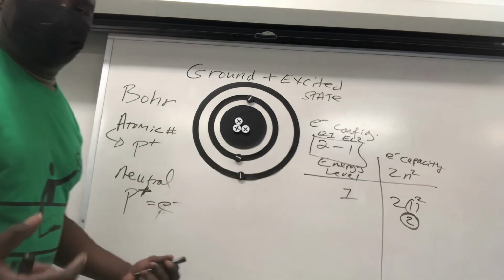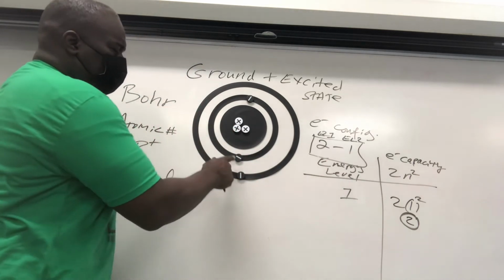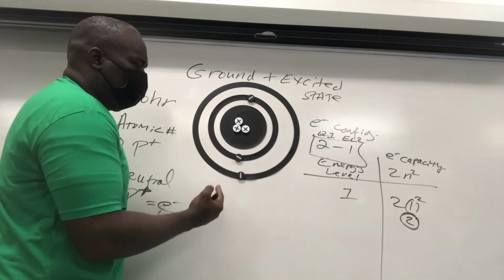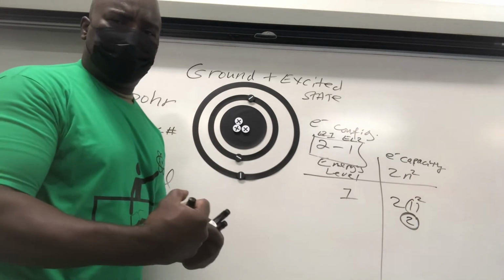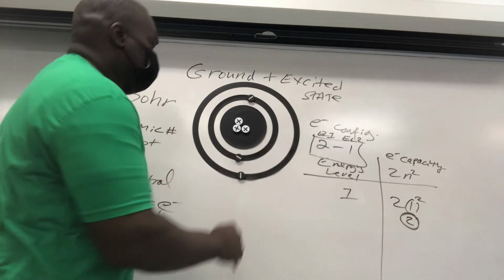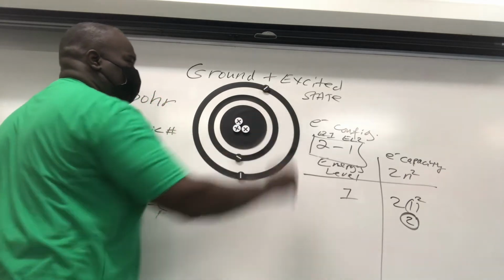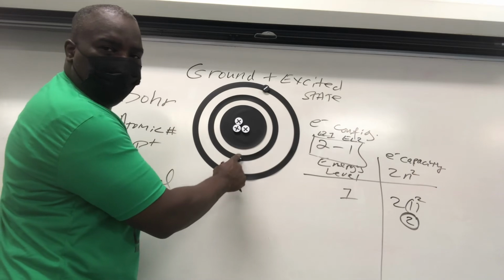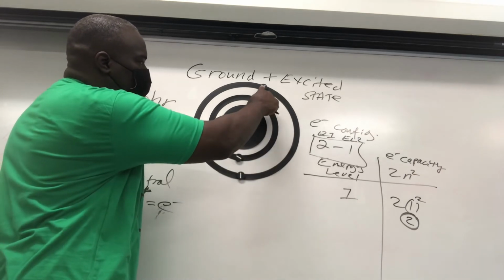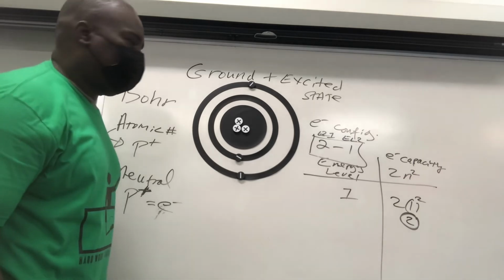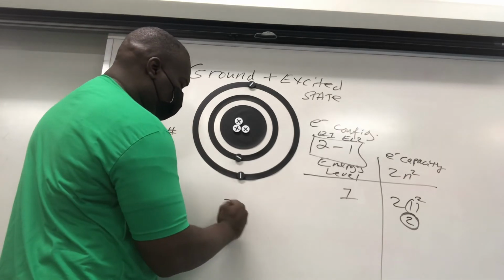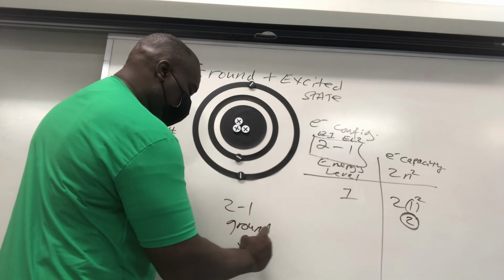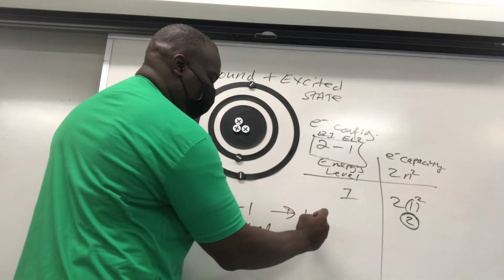But what happens, folks, let's say you zap one of these electrons with electricity? One of these guys right here. It gets excited, it absorbs the energy, and we agree it's gonna jump to a higher energy level. Now what do we have? We have 1 electron in the first energy level, and now we have 2 electrons in the second. So the configuration, instead of being 2-1 in the ground state, becomes 1-2.